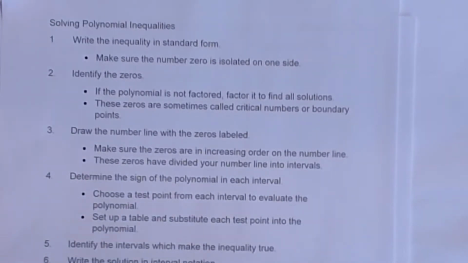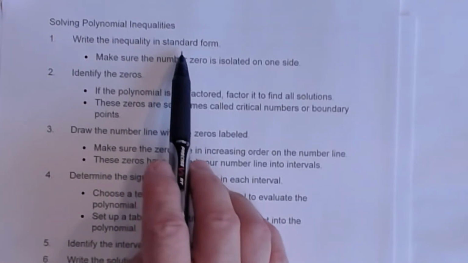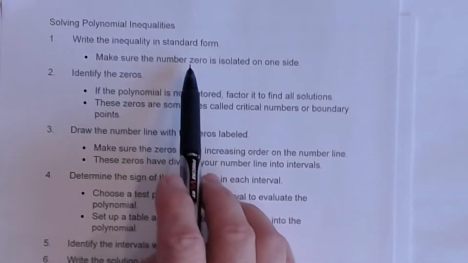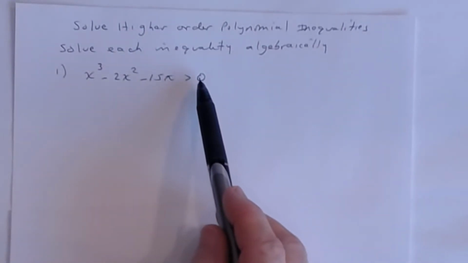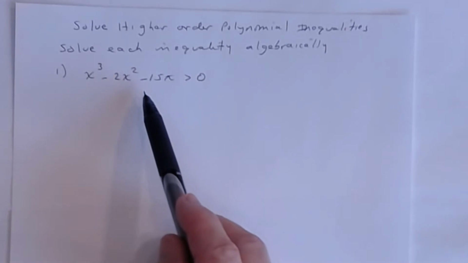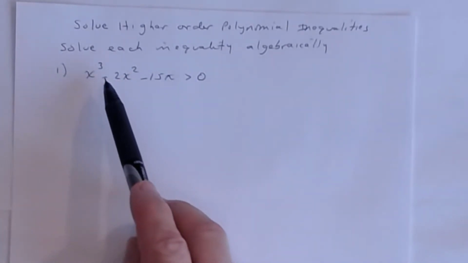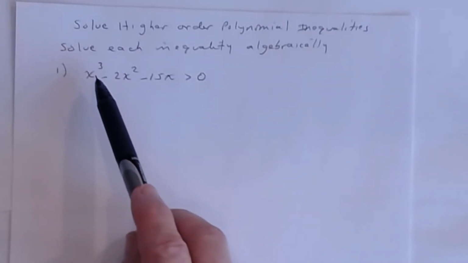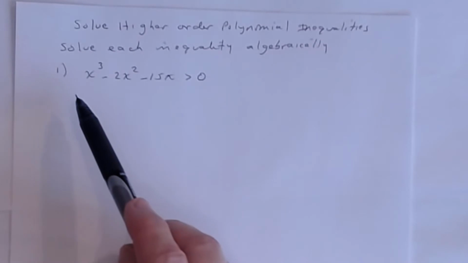As you begin solving these polynomial inequalities, remember the first step is to make sure it's in standard form. So you want 0 on one side. In this example, you do have 0 on one side. It is in standard form. So you have this higher order polynomial inequality, higher order meaning that it's higher than a quadratic. Notice the largest exponent you see here is a cube.